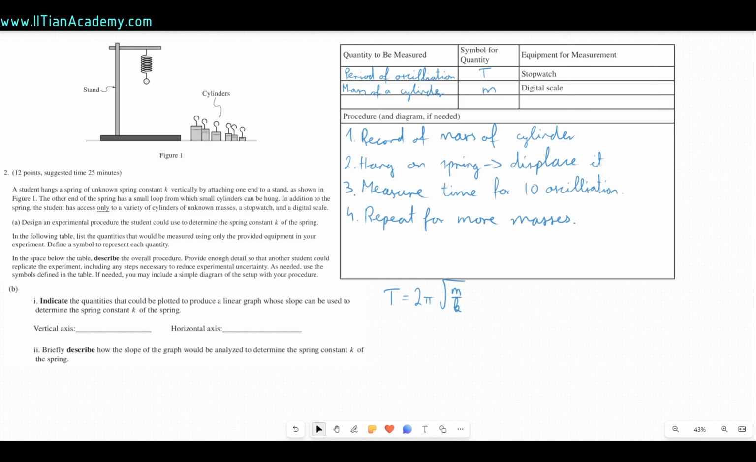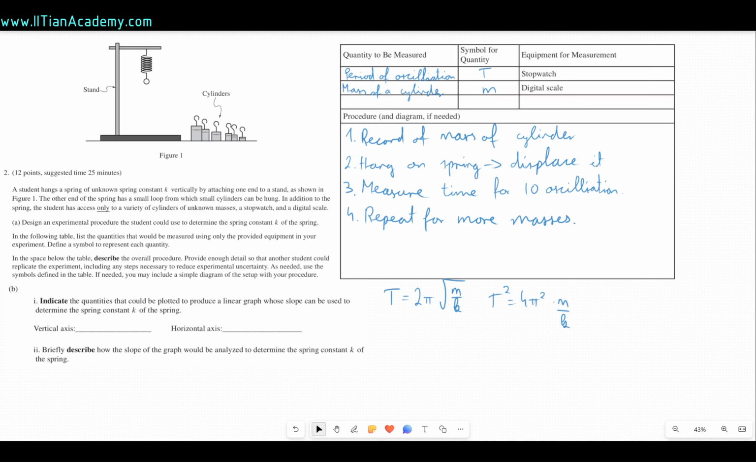So if we want a linear relationship between T and m, well, currently it would be a quadratic relationship because it's equal to the square root of the mass. So what we can do is square both sides. So you get T squared is equal to 4 pi squared, and then multiplied with m over K. So, for example, we can plot T squared against m.